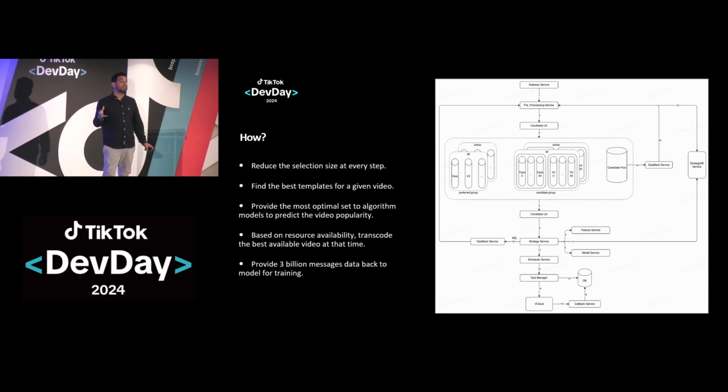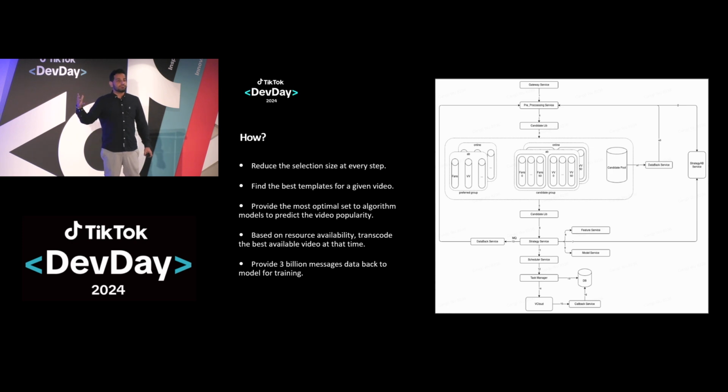Also, there can be decisions like, this is an ads video. No matter what, we want to transcode it. I don't really care if I have resources. I need to queue them up so that they can be processed. So all those computation decisions are made by the strategy service.